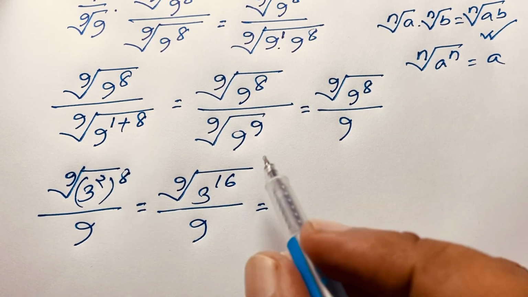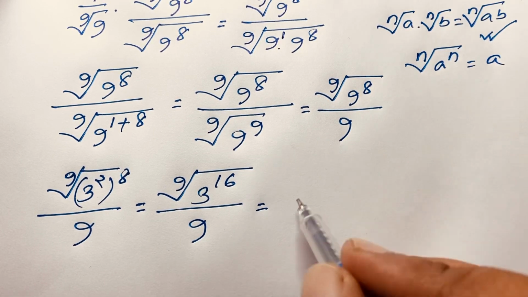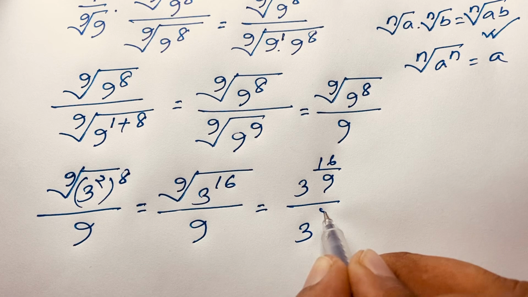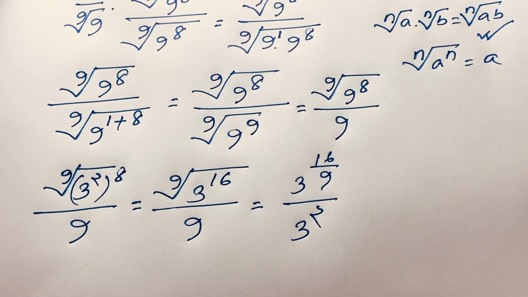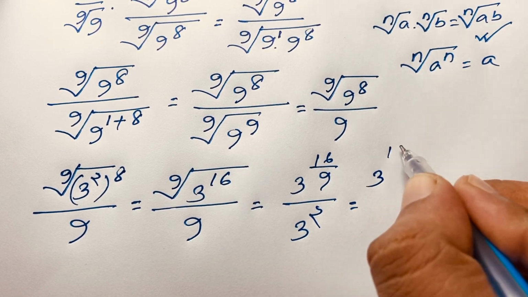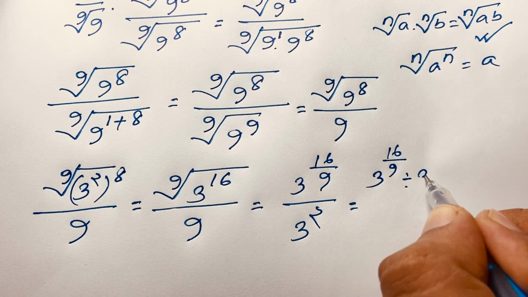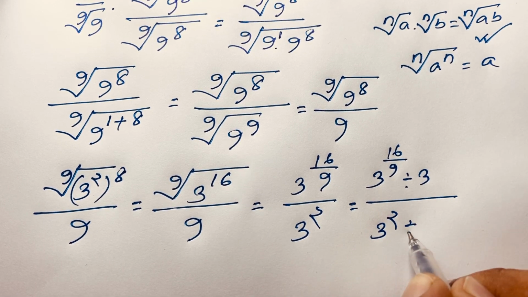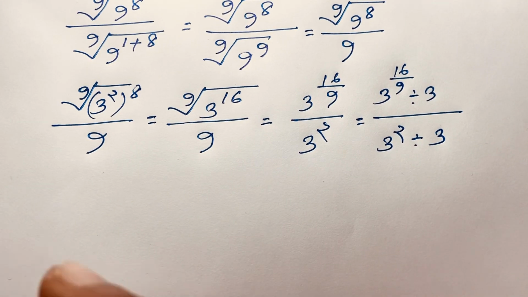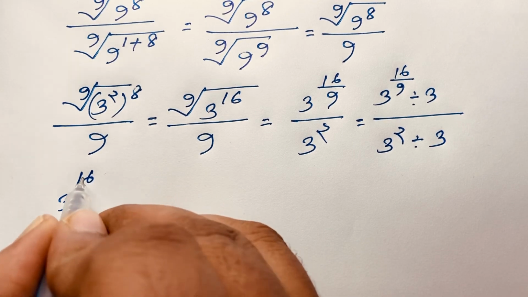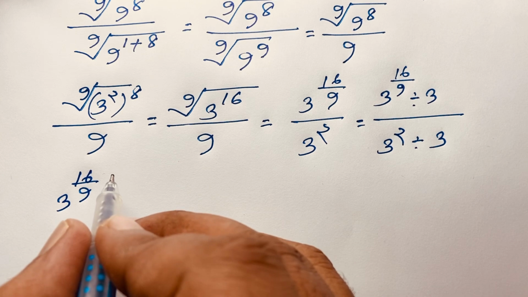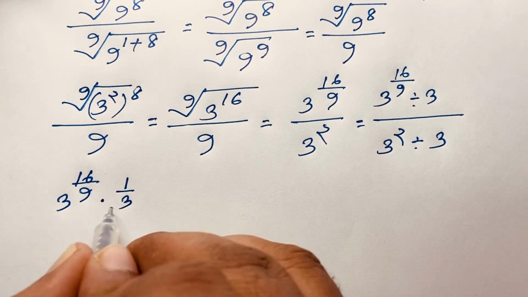Now if I apply these rules again, it will be 3 to the power 16/9 over 3 to the power 2. Oh no, that 3 to the power 2 will be 9. Now I divide this expression by 3, so it will be 3 to the power 16/9 divided by 3, and here 3 to the power 2 divided by 3. It's okay. Now I can see this expression will be 3 to the power 16/9 times 3 to the power minus 1, or 1 over 3.